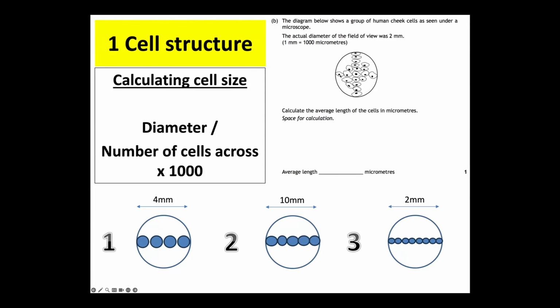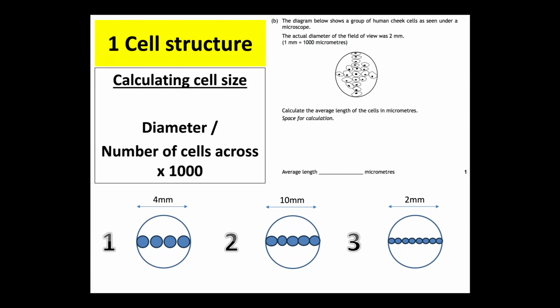Now, when we are looking at this and we're wanting to work out the average length of the cells, we need to count the number of cells across the field of view. So in this case, it's got 1, 2, 3, 4, 5. Okay, now we need to know that number. That's an important number to know.